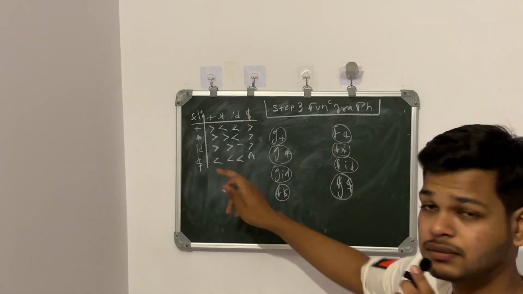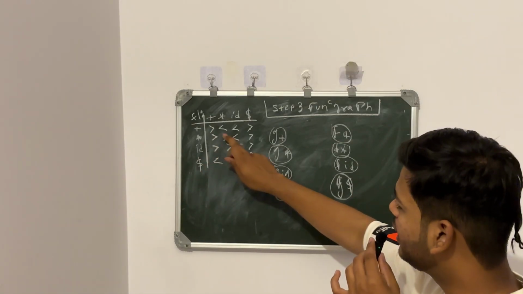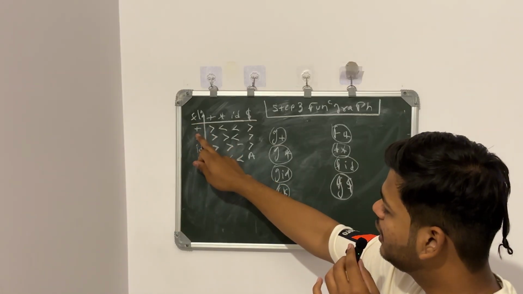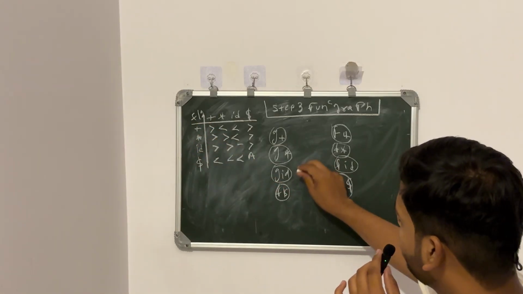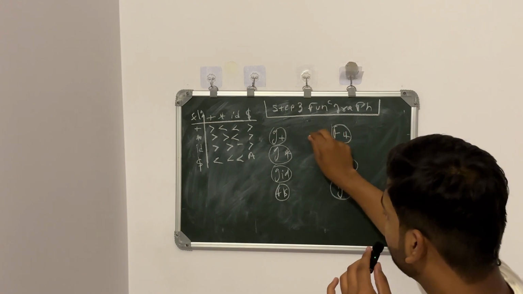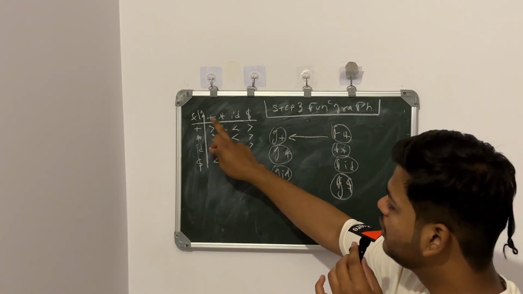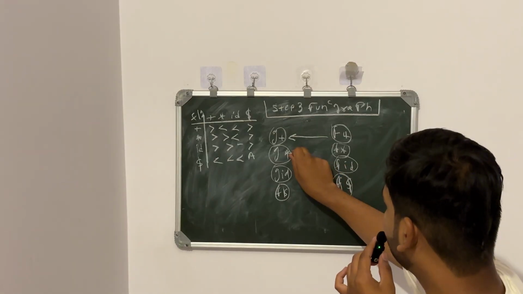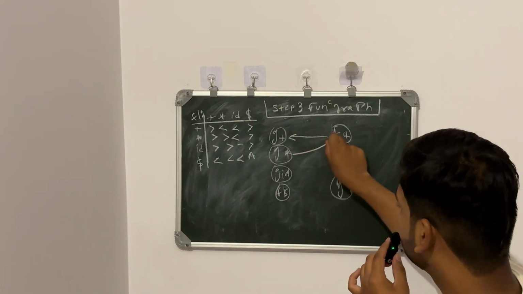After this, we have to treat all these greater than signs like an arrow. Like here f plus is going towards g plus, so we will connect f plus to g plus. Like here g star is coming towards f plus, so we will go from g star to f plus.